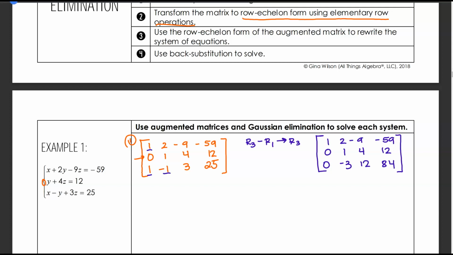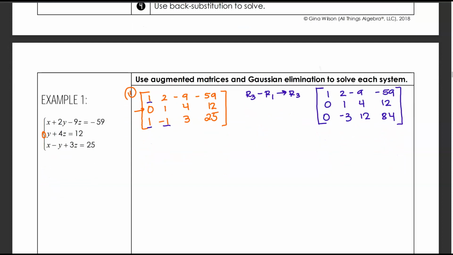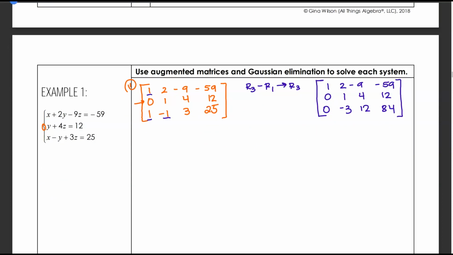So now we want to take a look at this and say, all right, what do we do next? We're not in that lower triangular form just yet. So we're going to go ahead and decide on another operation. Let's take this matrix, and we want to get this negative 3 to turn into a 0. So why don't we take row 3 and we are going to add it to 3 times row 2, and we are going to transform row 3.